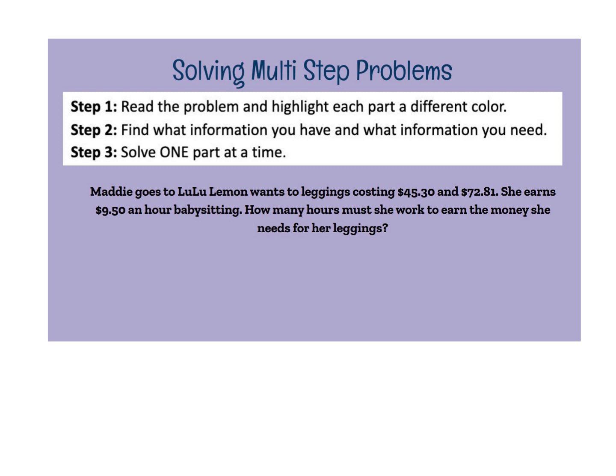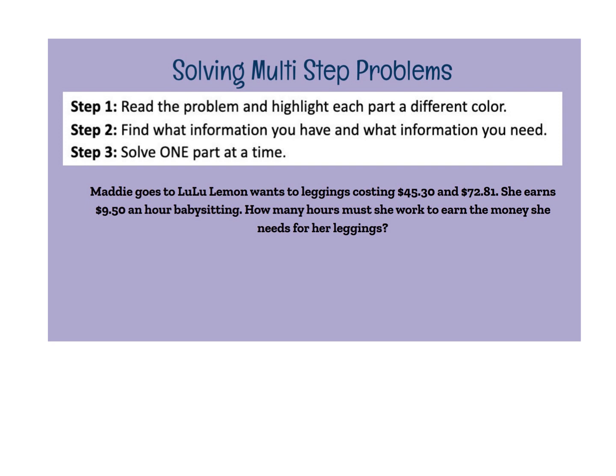Finally, we're going to look at one multi-step word problem together to practice this skill before you work on your test review. For step 1, we're going to read the problem and highlight each part a different color. Maddie goes to Lululemon and wants to buy leggings costing $45.30 and $72.81. She earns $9.50 an hour babysitting. How many hours must she work to earn the money she needs for leggings?